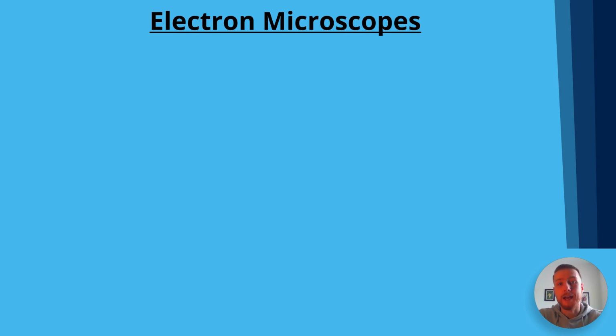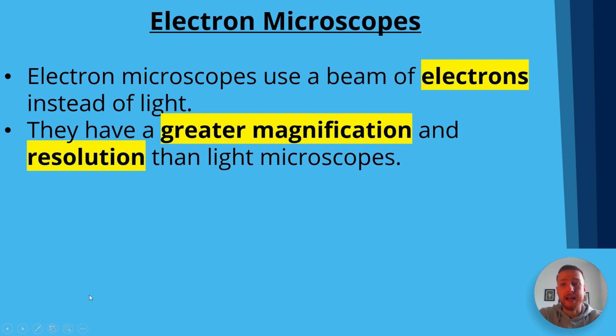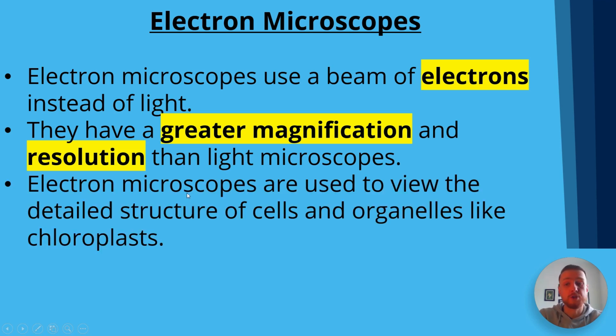So next of all, electron microscopes. Well, electron microscopes use a beam of electrons instead of light. So that's a really key difference, and it's a big reason that electron microscopes have a higher resolution. Now, like I've just said, they have a greater resolution, but they also have a greater magnification than light microscopes. Electron microscopes are used to view the detailed structure of cells and organelles like chloroplasts, which we've already mentioned are in plant cells.